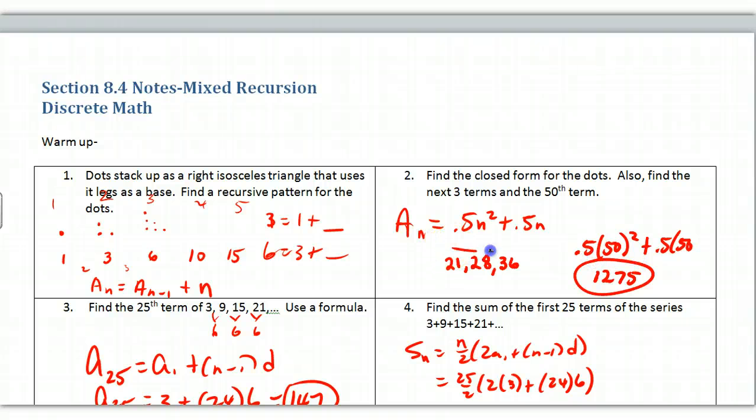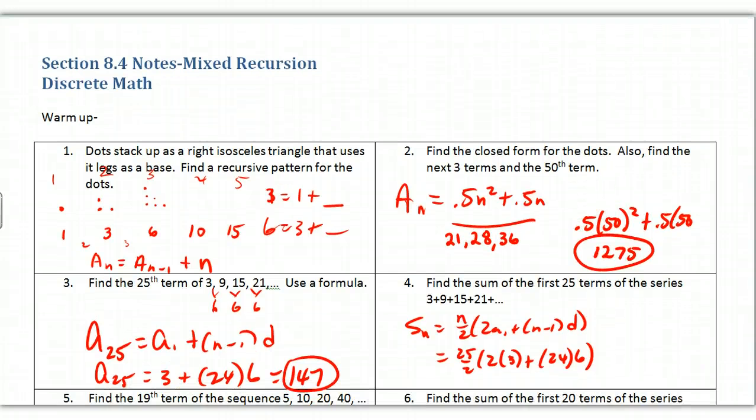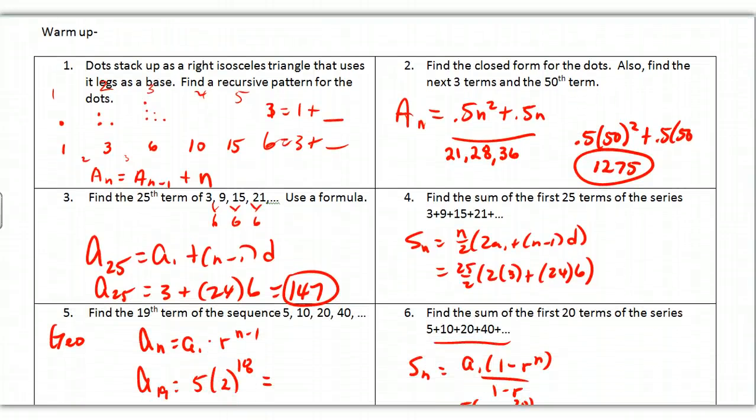Okay, so with the closed formula, you can go straight to the 50th locker and figure out what's in there. If you were doing, however, a recursive formula, you'd have to find out what's in the 49th locker before you find out what's in the 50th, and so on.